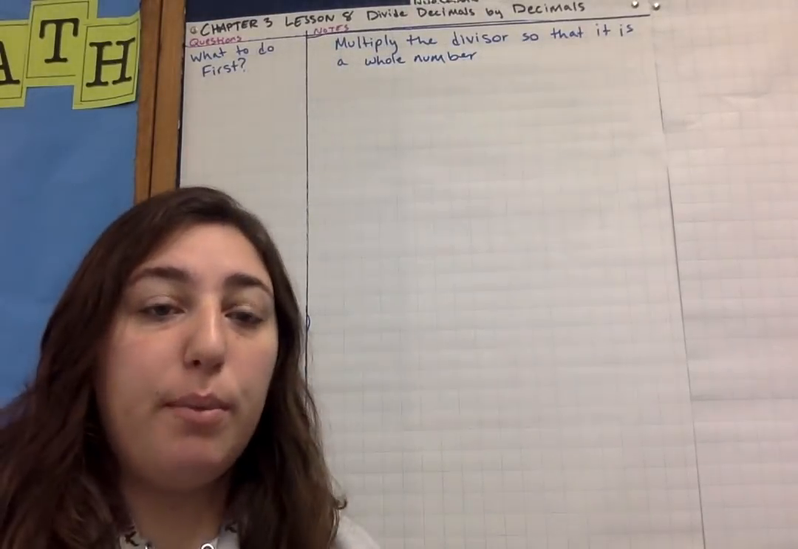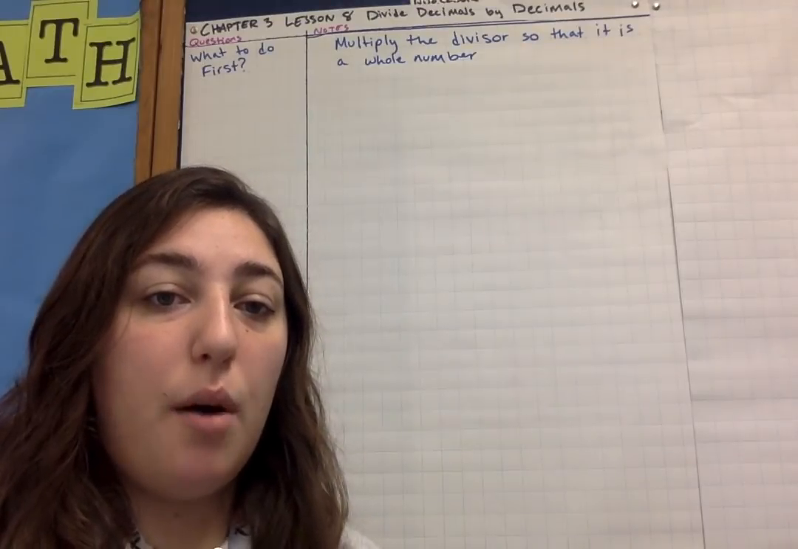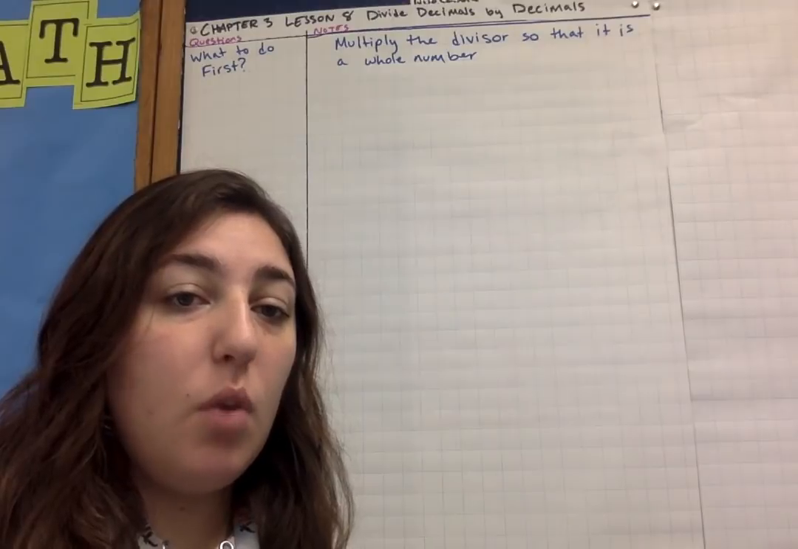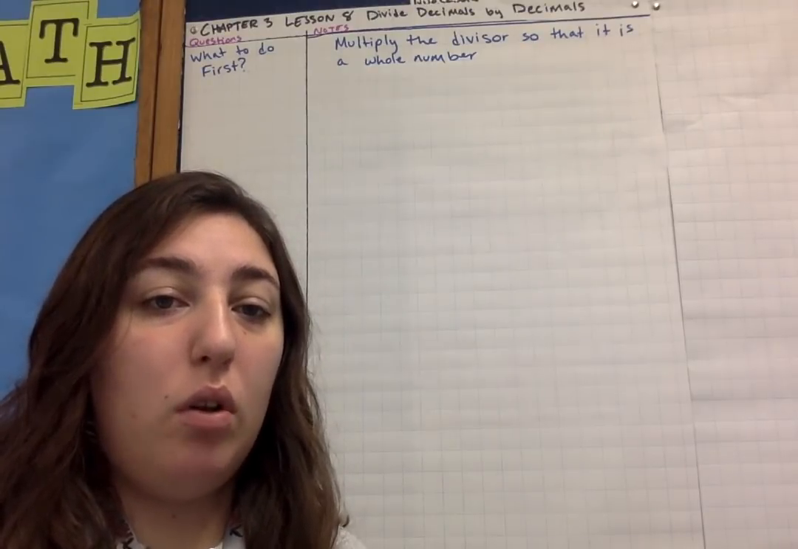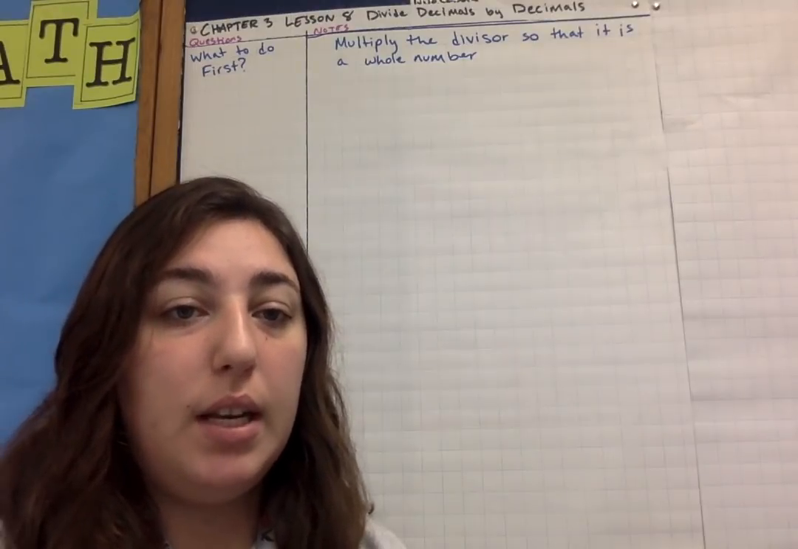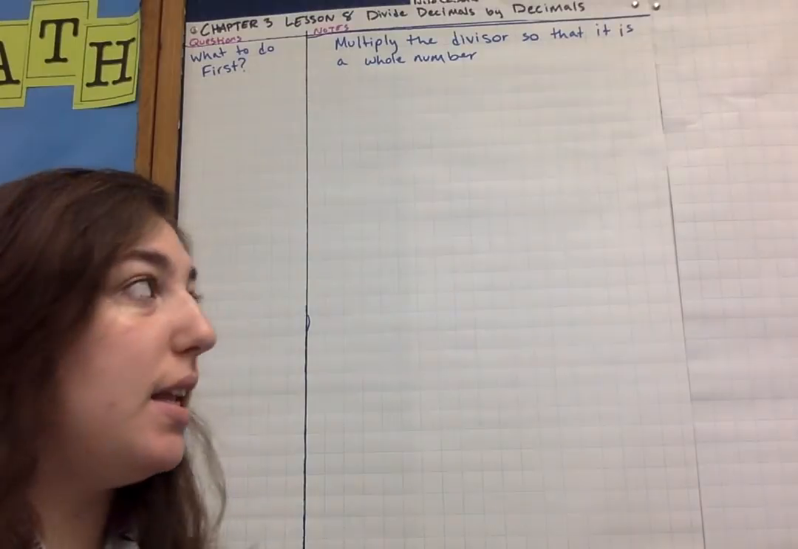Okay, so once we multiply the divisor by 10, for example, because we're always going to be multiplying it by 10, once we multiply it by 10, we'll get a whole number, and then we'll be dividing a decimal by a whole number just like we did in lesson 7. So this isn't much different, we're just adding one step to it.